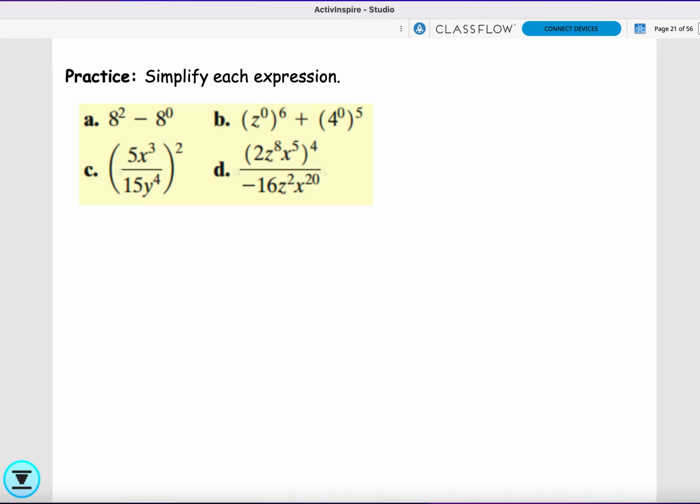Here is another practice problem here, guys. Simplify. So look at A. A is 8 squared minus 8 to the 0, which is just 8 squared is 64. 8 to the 0 is 1, so it's just 63.